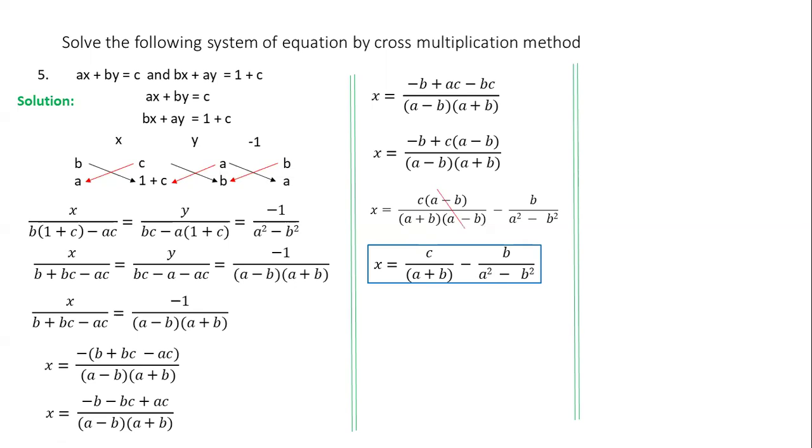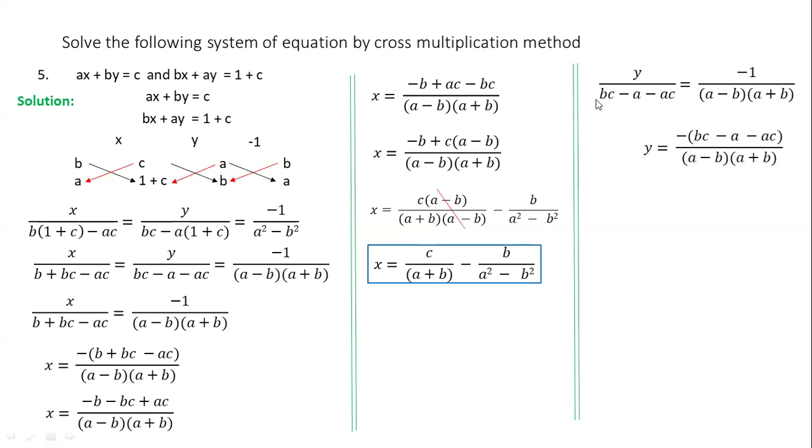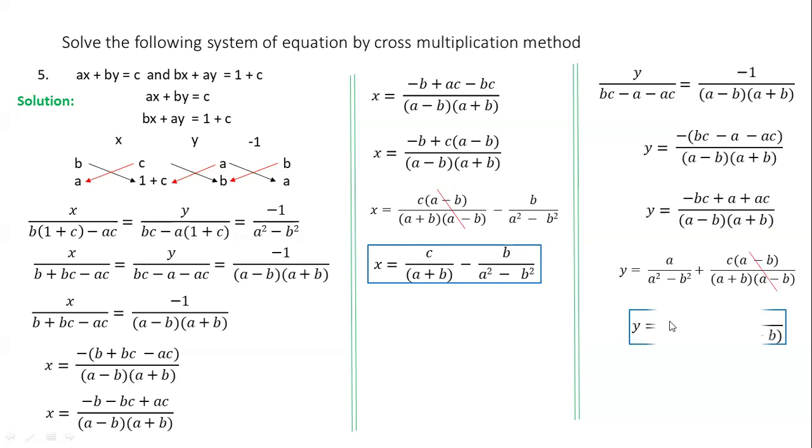Now for the Y value. Cross it. Minus BC minus AC. Open the bracket. Minus BC plus A plus AC. Bring these two terms. A is common, so A upon A square minus B square. Between these two, you have got C common, C upon A minus B. These two terms will cancel. So your answer will be A upon A square minus B square plus C upon A plus B.